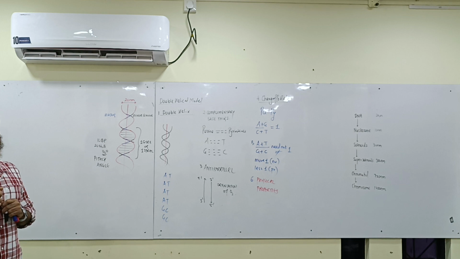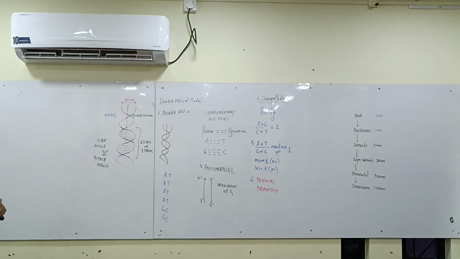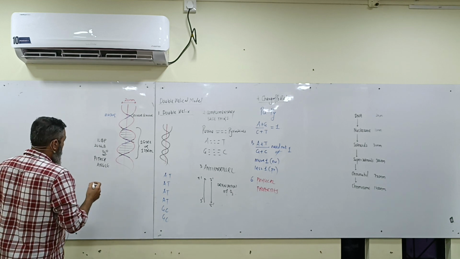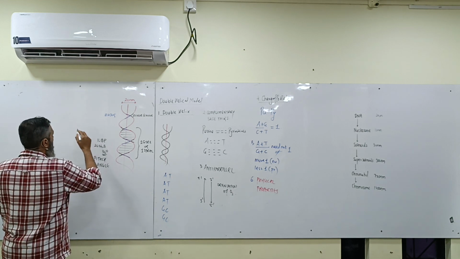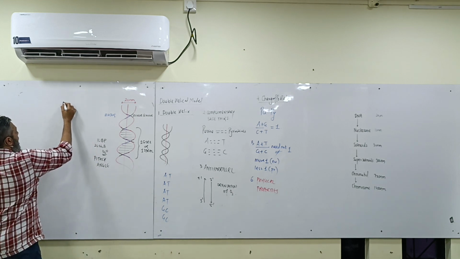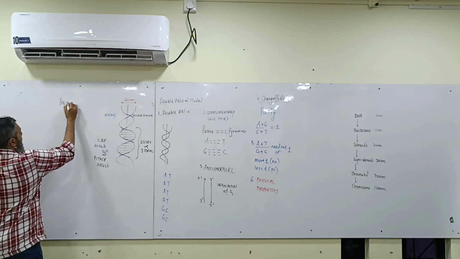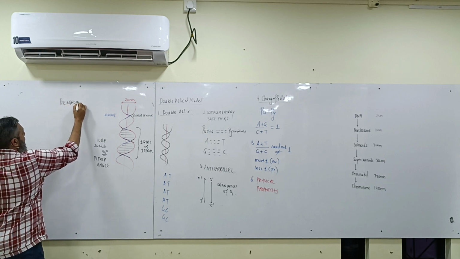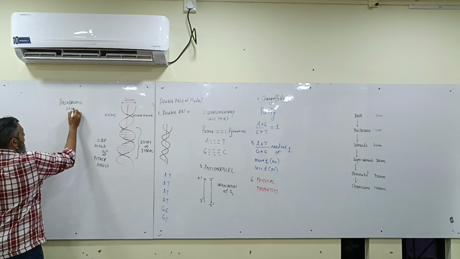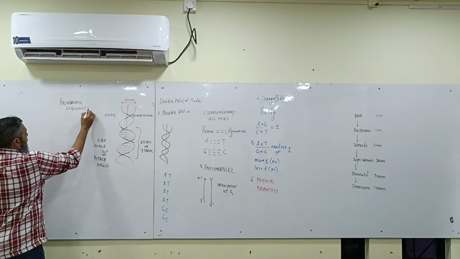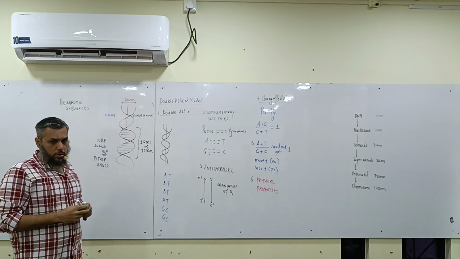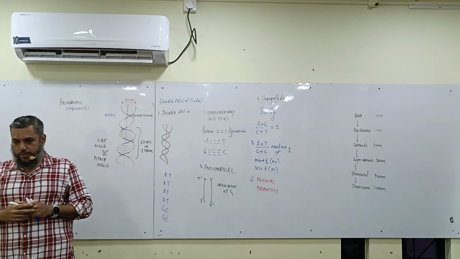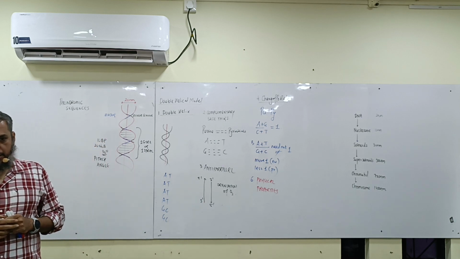Then the DNA shows the presence of one more property. It shows the presence of palindromic sequences. What is a palindrome?